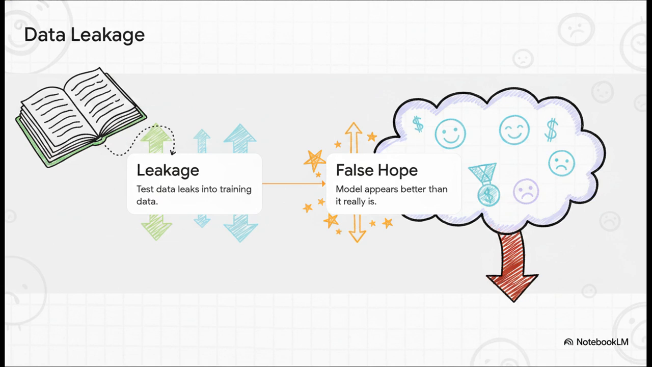It's exactly like giving a student the exam answer key the night before the big test. When you deploy that falsely optimistic model out into the real world with truly unseen data, it's gonna fail miserably.